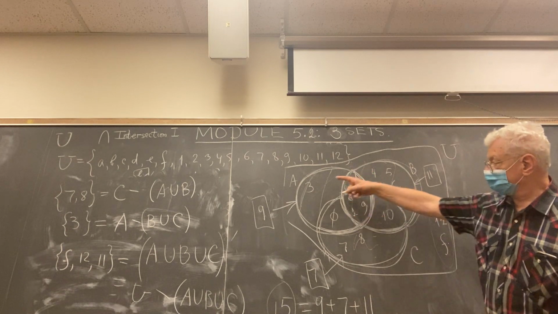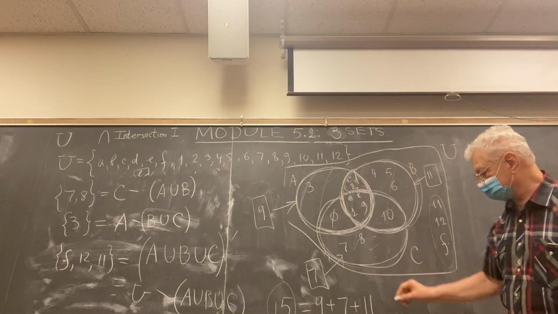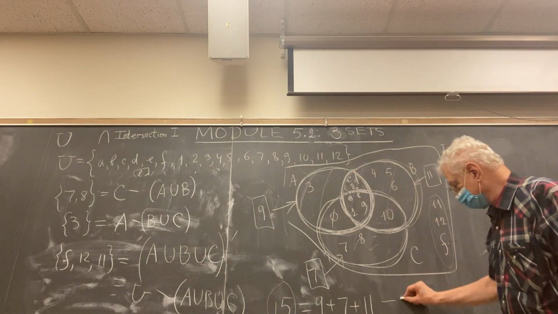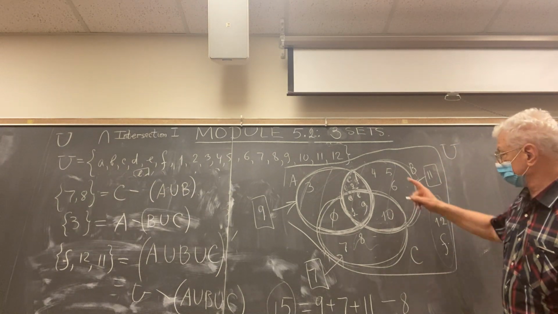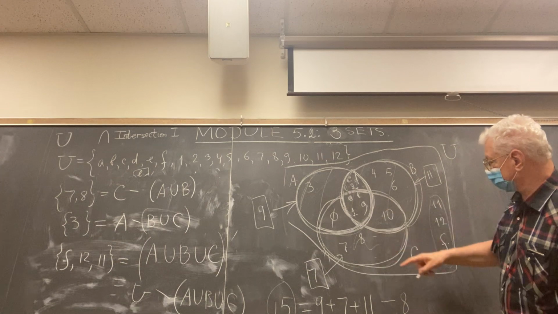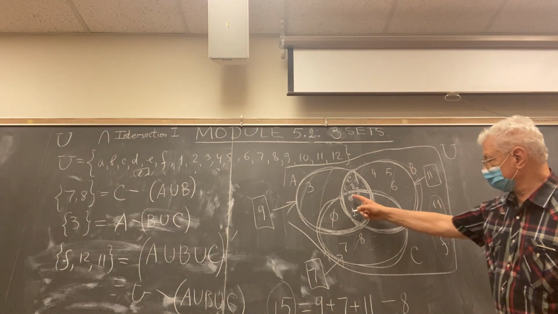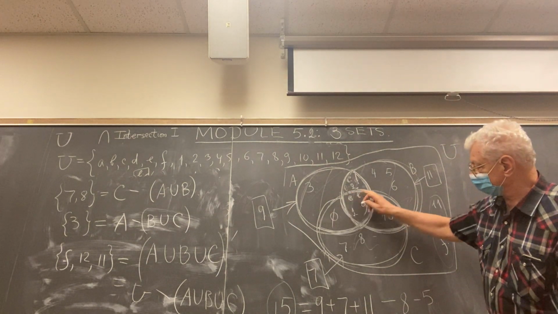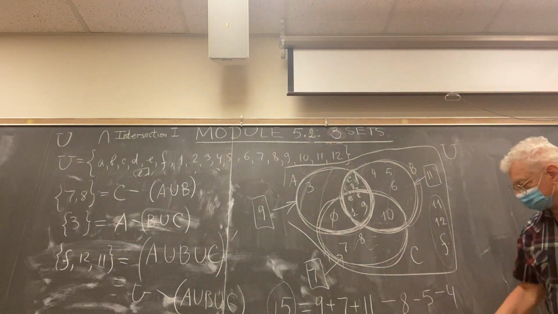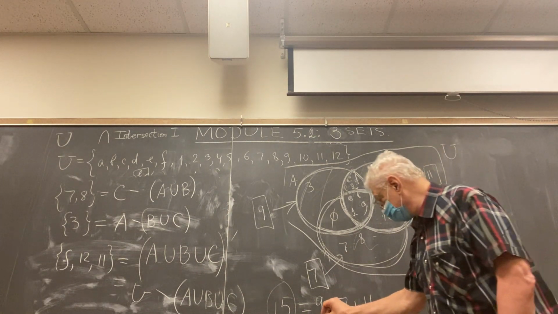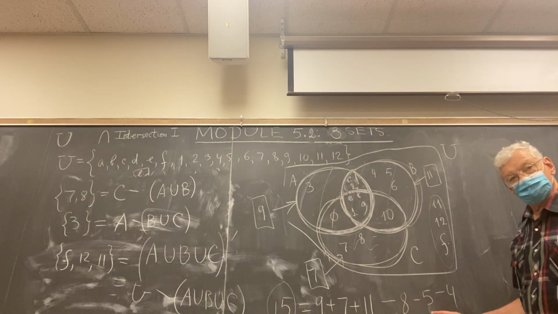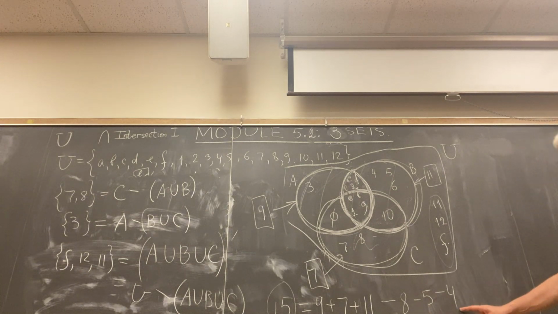That one we counted for A and for B. So we have to subtract 1, 2, 3, 4, 5, 6, 7, 8. Minus 8. Also, this part, B and C, is common, so we have to subtract 1, 2, 3, 4, 5. Minus 5. And also we have to subtract here 1, 2, 3, 4. Let's calculate. 27 minus 8 is 19, minus 5 is 14, minus 4 is 10.